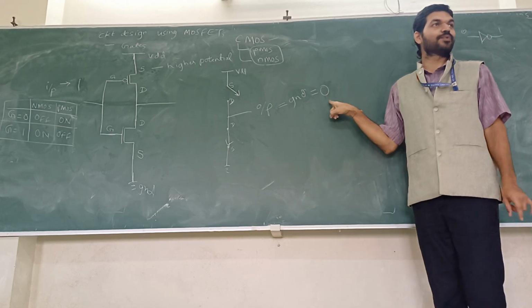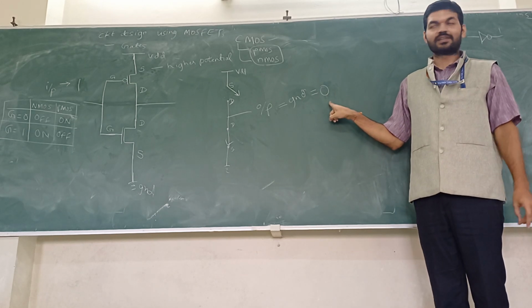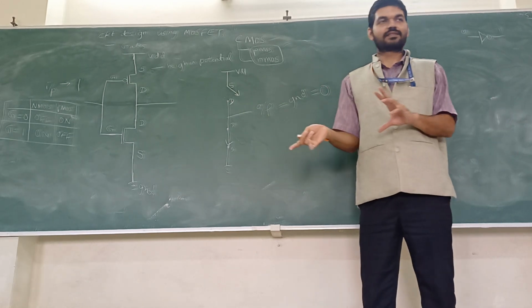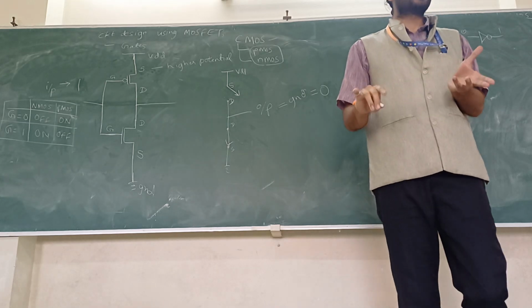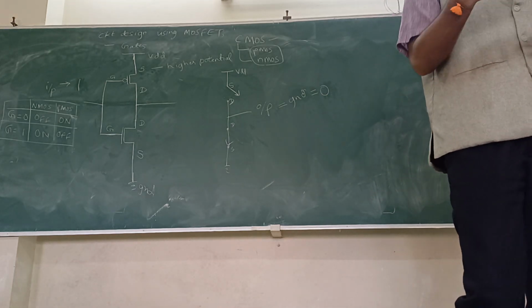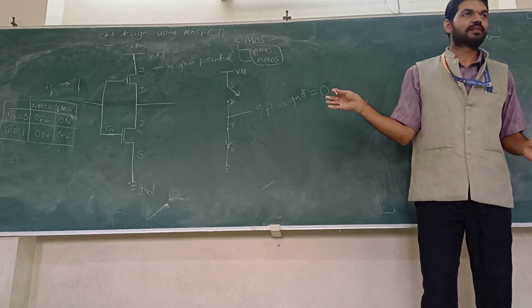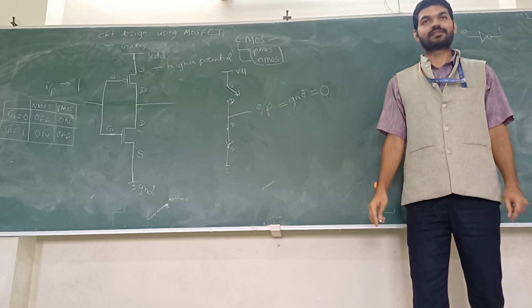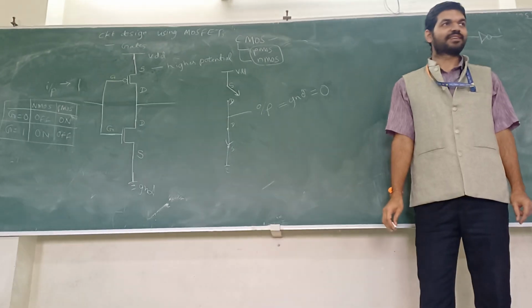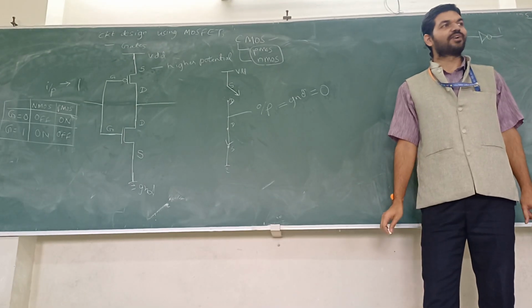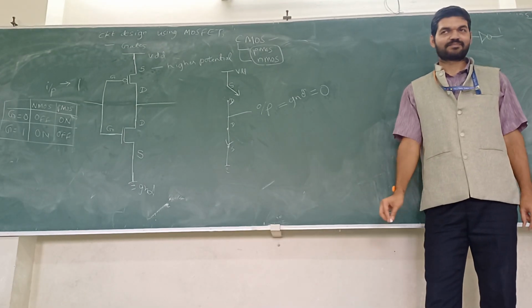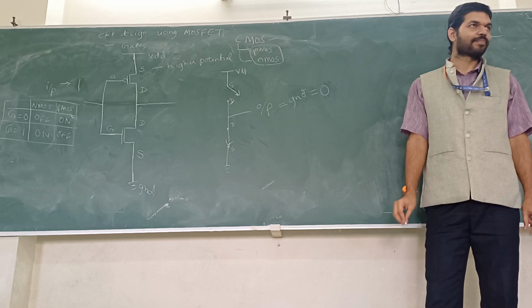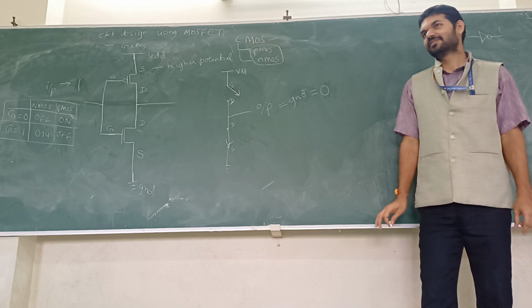The answer is 0. What input have we given? 1. So it is inverting. It is an inverter, and it is inverting the input. Therefore it is an inverter, but it is a NOT gate. If you say 0, it will say 1. If you say 1, it will say 0. Therefore it is a NOT gate. Understood?